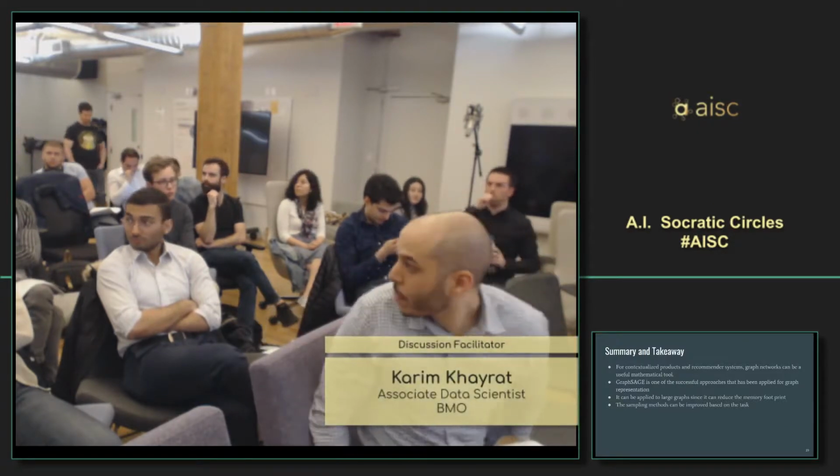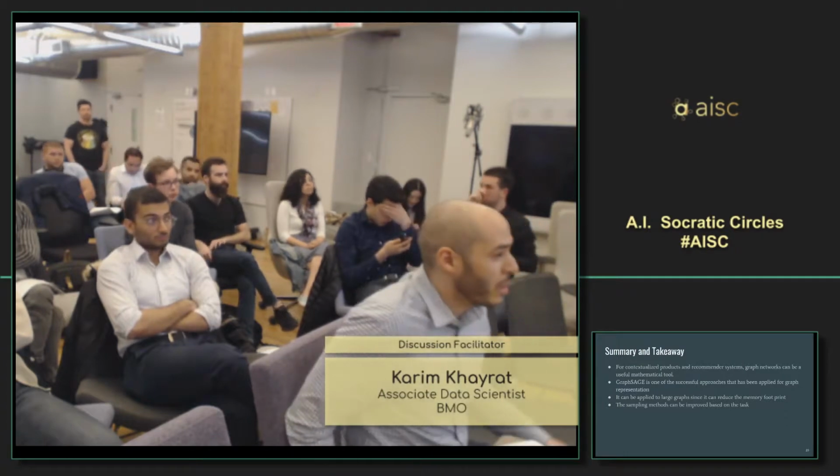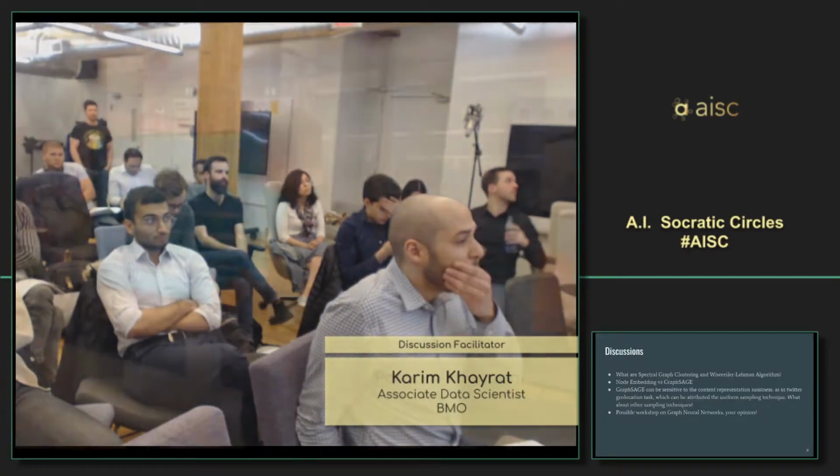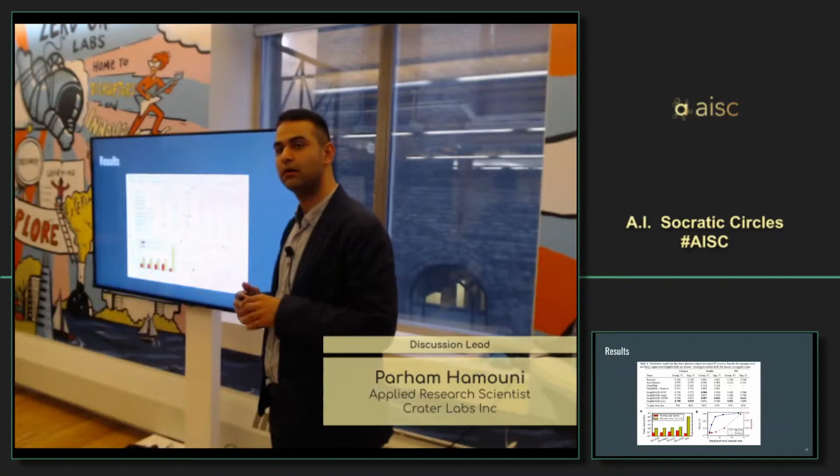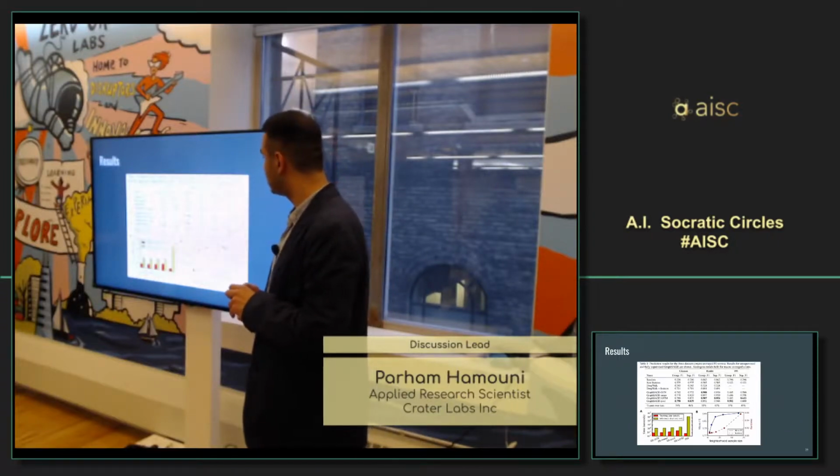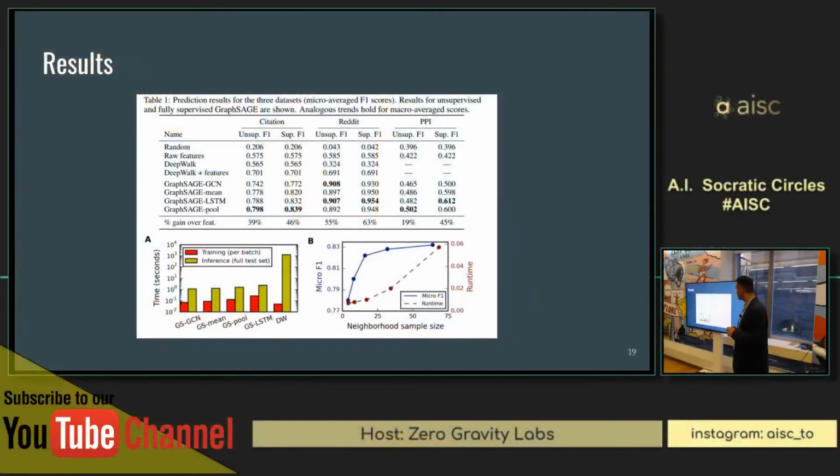Can you go back to the results? Maybe I missed this because I was listening on and off. Any guess for the citation data set why max pooling is better than the LSTM, which is better than, I can't really see, mean, which is better than GCN? No, go ahead.